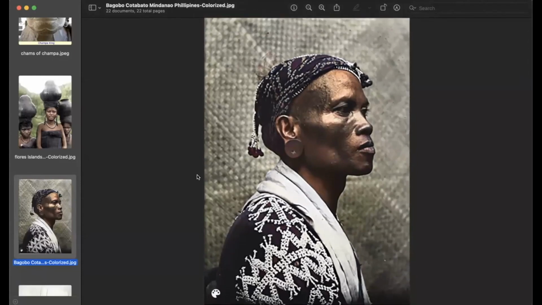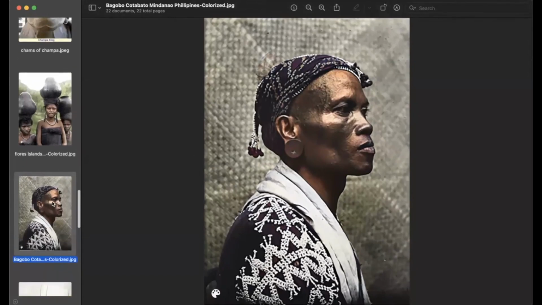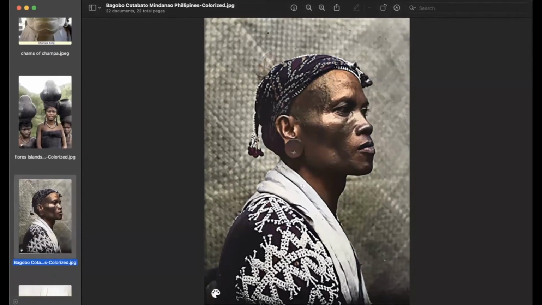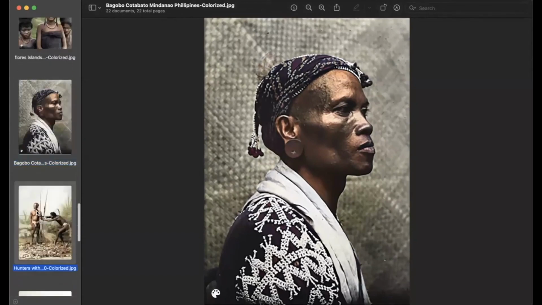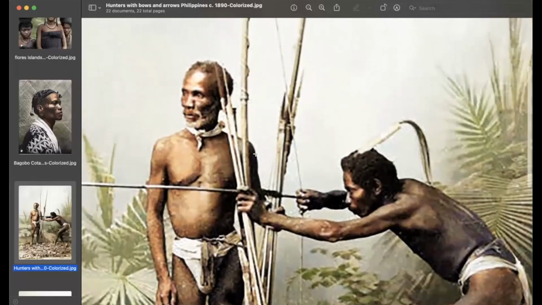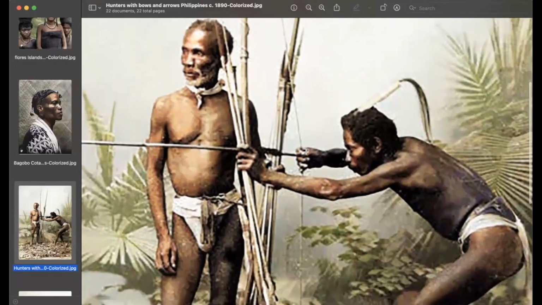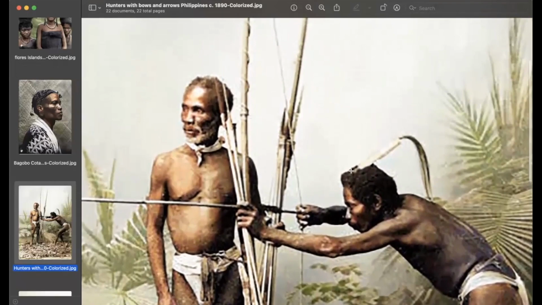This is a Filipino. It says here, Abago Bo Cotabato, Mindanao, from the Mindanao region in the Philippines, right? And then we got these two right here, also from the Philippines. It says Hunters with Bows and Arrows, Philippines, 1890. All right, take a very good look.